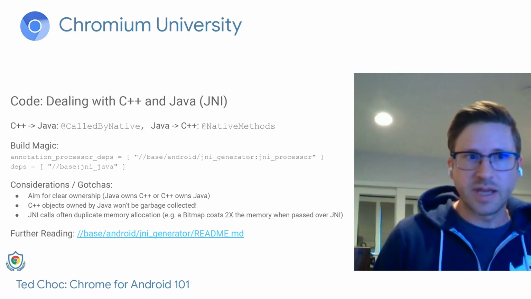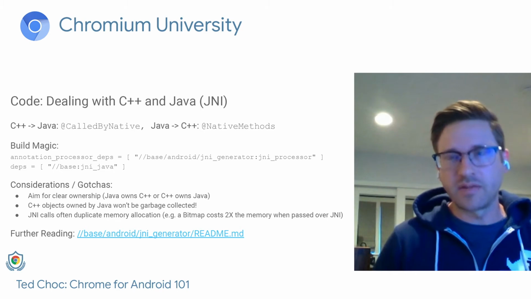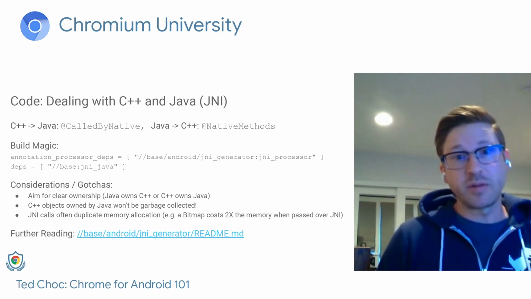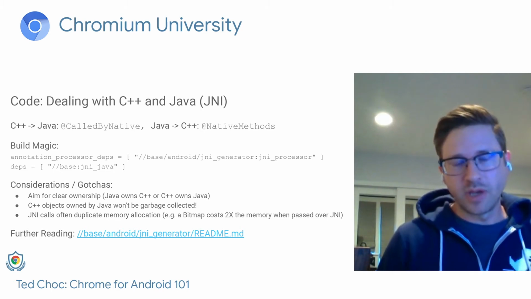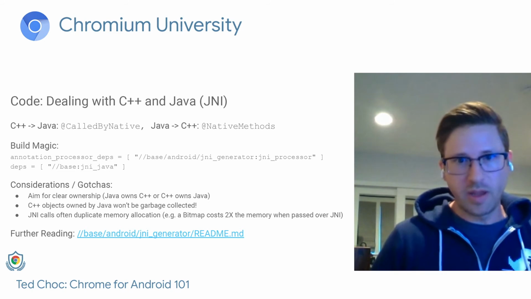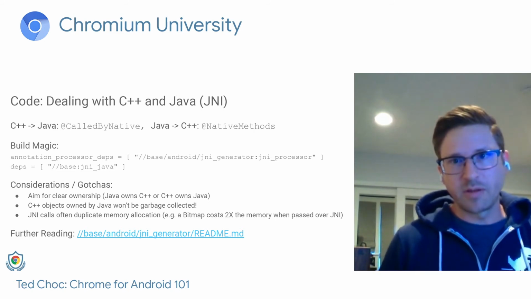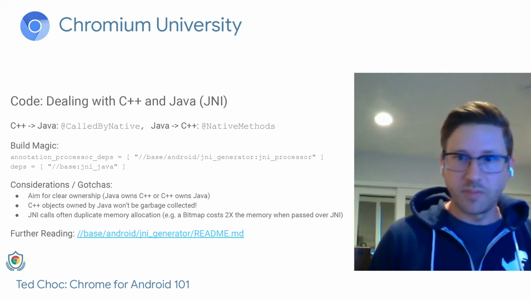Another thing to consider is that when you pass the JNI boundary, you're often duplicating the memory. It often can't be shared. In particular, bitmaps are a painful one. When you pass the bitmap over, we reallocate it in Java and then copy the pixel data over, but it doesn't share the pixel memory. So this means that when you're passing that object, you temporarily have 2x the memory. And that can be very painful if you're using bitmaps very often.